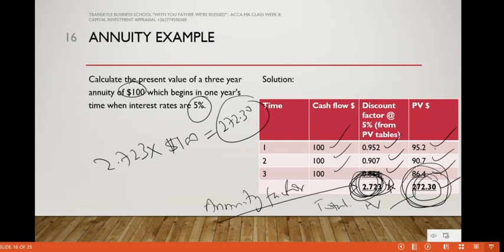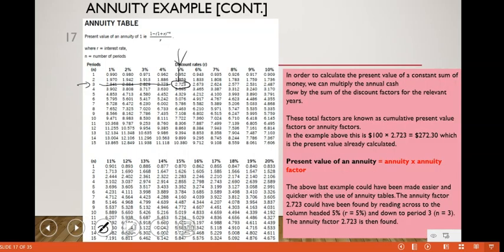So determining these amounts using the present value table, as you can see here, is okay, but it is time consuming. If you know how to use the annuity tables, then you're home and dry. You can solve your problems as fast as possible. Okay, so let's move on.